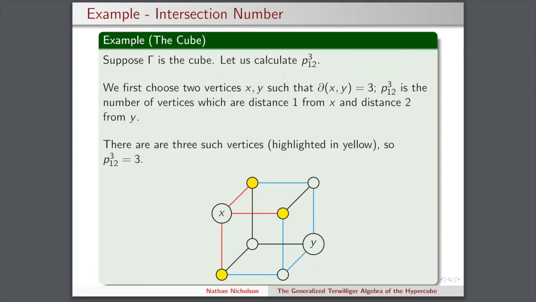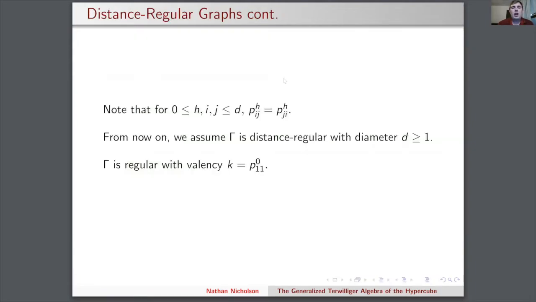Again, what makes a graph distance regular is that it didn't matter which vertices I chose for x and y. Any pair of vertices that were distance 3 apart would yield this same number of yellow vertices. For h, i, and j between 0 and d, note that p^h_ij equals p^h_ji, basically saying that it's symmetric with respect to your choice for x and y. From now on, we assume gamma is distance regular with diameter at least 1. Gamma is regular with valency k equal to p^0_11.